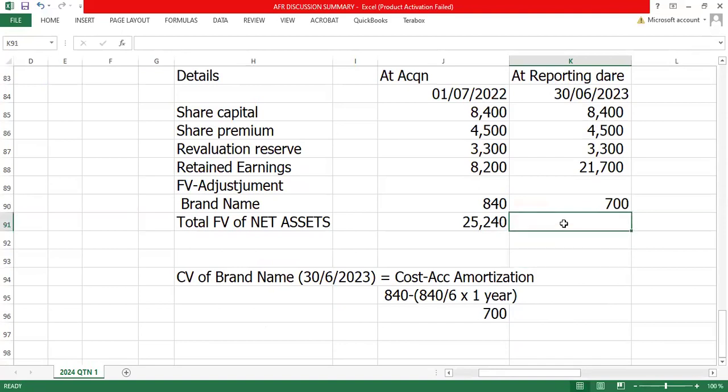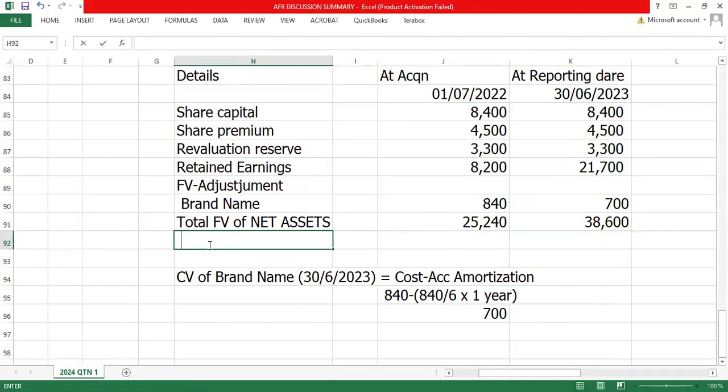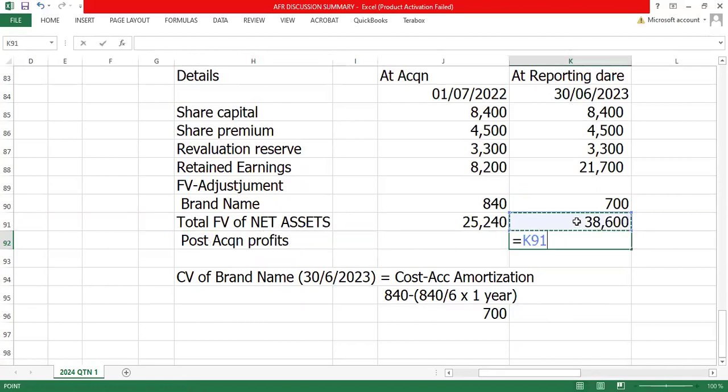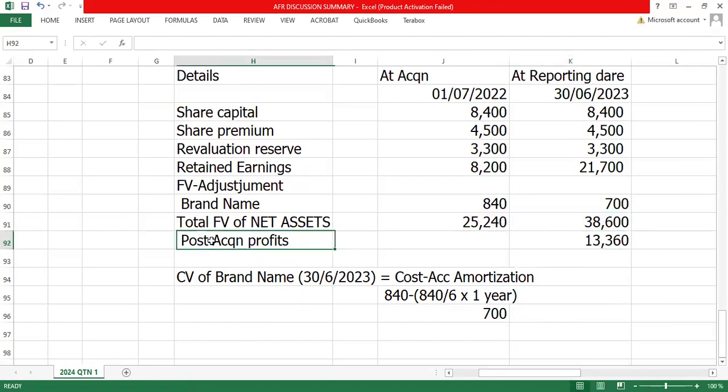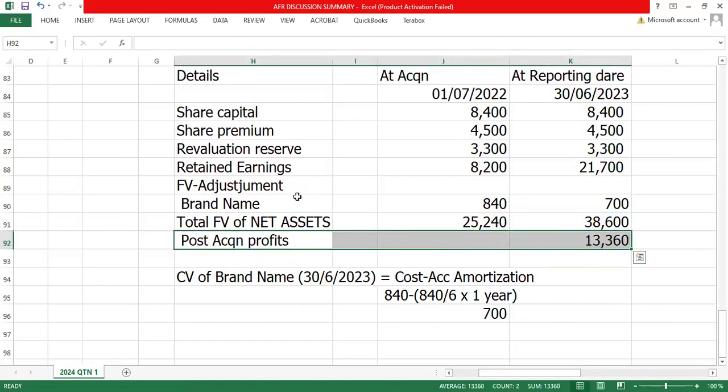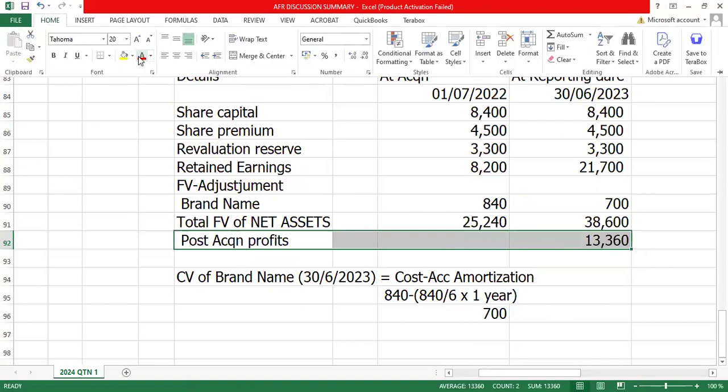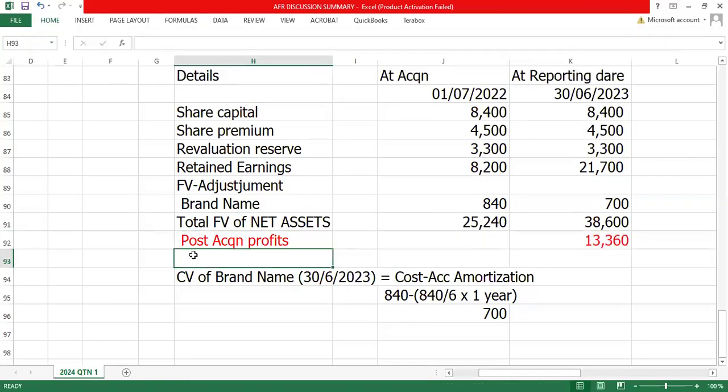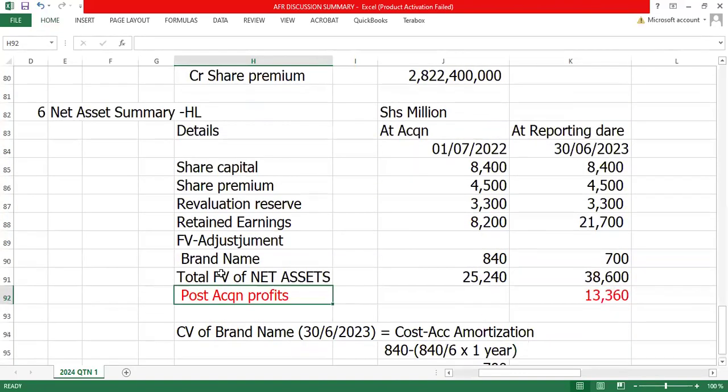Okay. So after that, also add. That's what I have. So I can get the post acquisition profits, which is this minus this. This post acquisition profit you're getting will have an impact on your retained earnings and on your NCI. Okay, so we are done with the net asset summary.